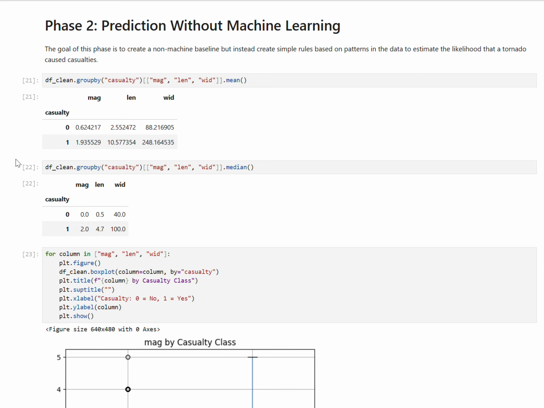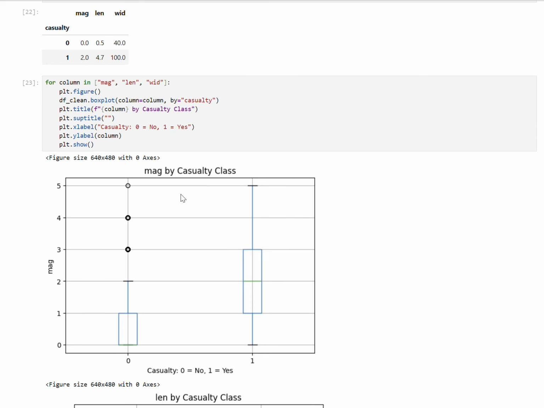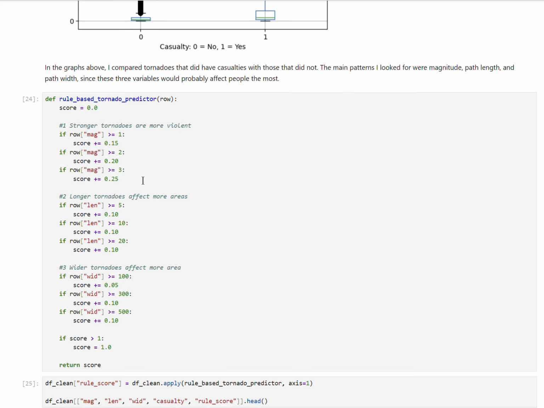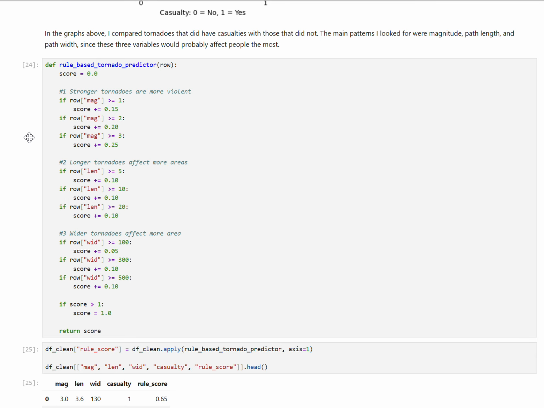So this is predicting without machine learning. I wanted to map everything out, like with these, and then I tried using a rule-based tornado predictor. So I manually typed this stuff in. I made a score starting at 0, and in my head, magnitude, length, and width are going to be the biggest ones, most likely for a violent tornado to affect people.